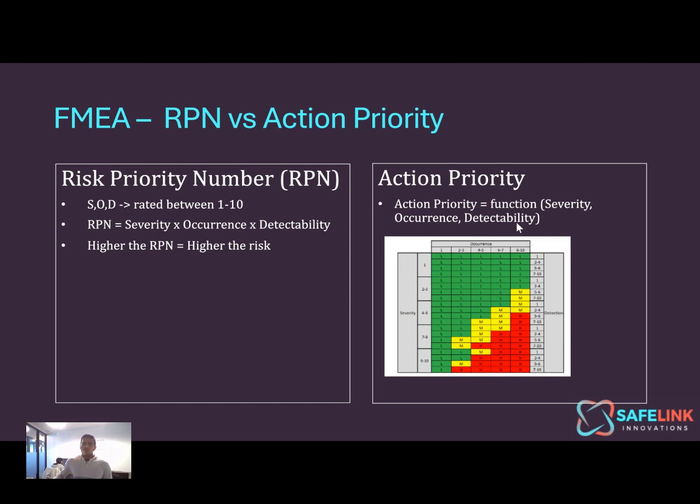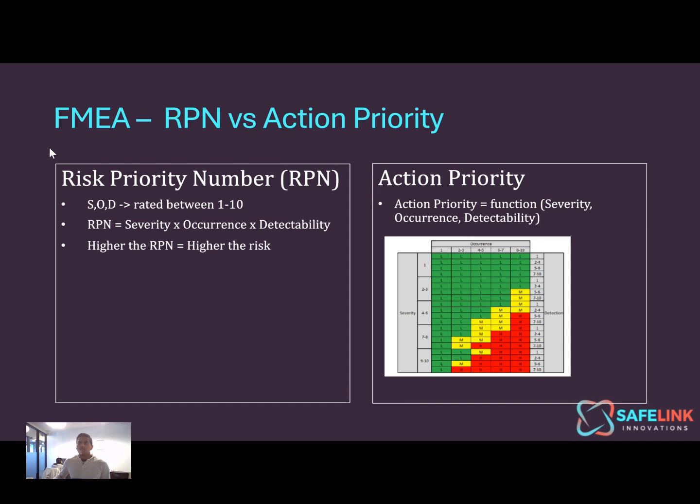One of the goals of the FMEA is to identify the risks associated with failure modes. There are several ways in which risks can be identified. Two of the most common ones are using the risk priority number, RPN, and action priority.